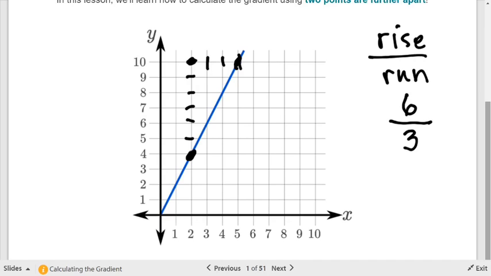It's not up there. We can still find it. Now, though, I've got my rise and my run of 6 over 3, but am I done? No! What's wrong with that fraction?